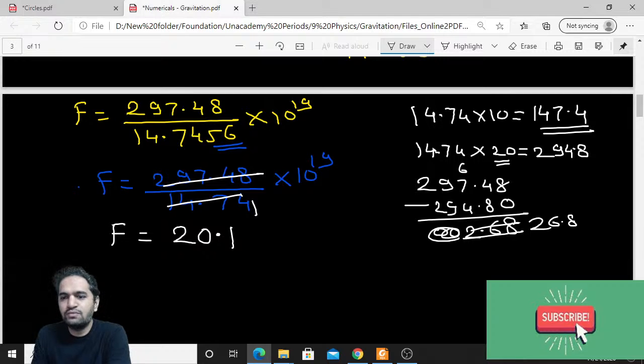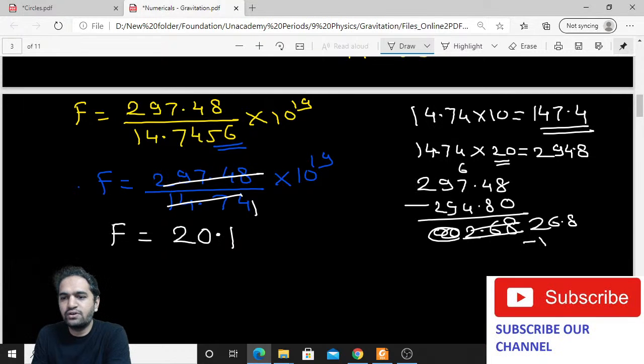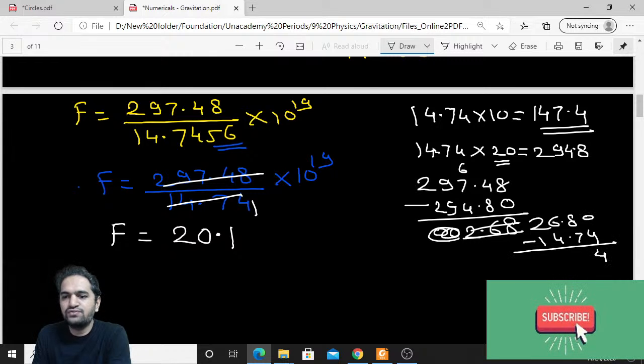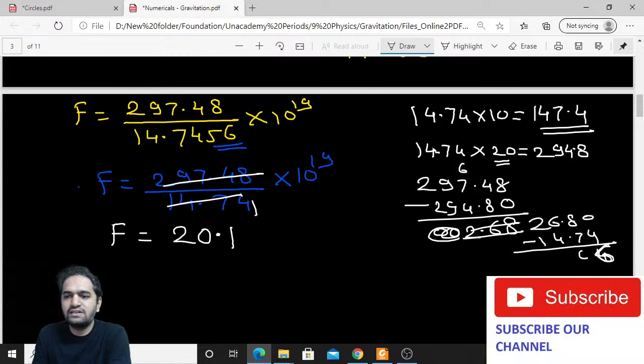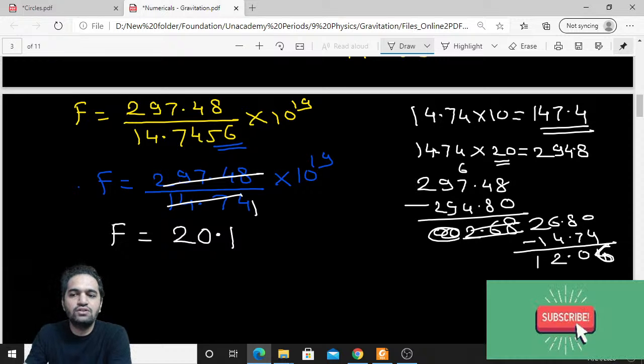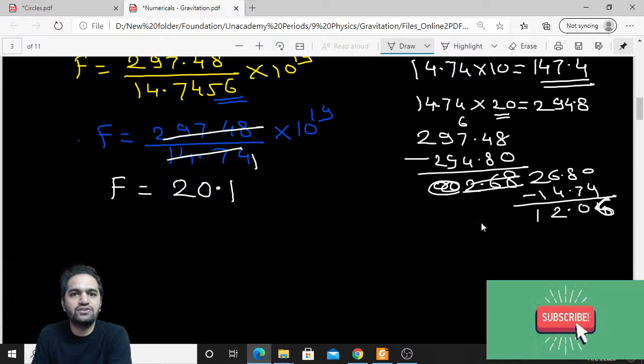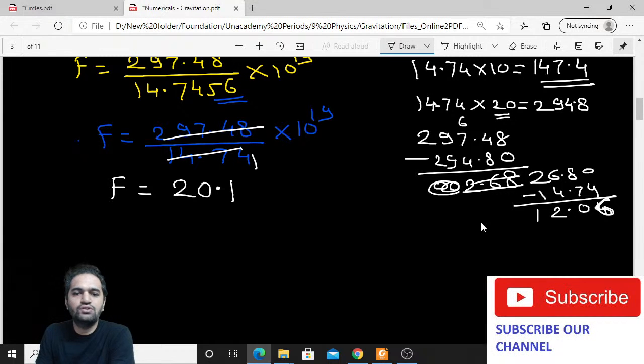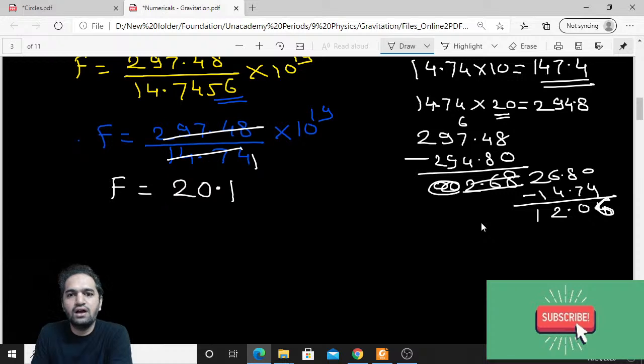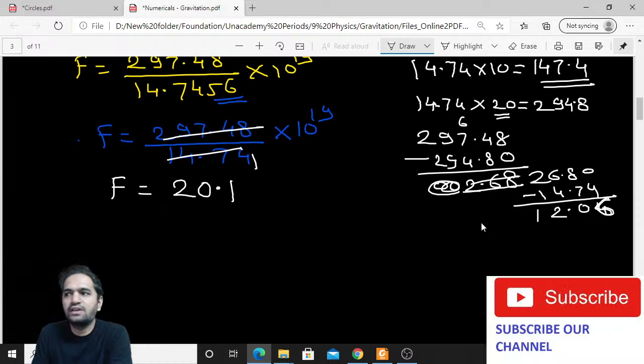So you just have to subtract, suppose let's say, 14.74 from this. So the calculation will become 10 minus 4 is 6, 7 minus 7 is 0, 6 minus 4 is 2, and 2 minus 1 is 1. So basically you are getting 12.06. Now 12.06 is the calculation, but that is shorter than the first one, right? So basically you are getting 20.1, okay, 20.1 into 10 to the power 19.